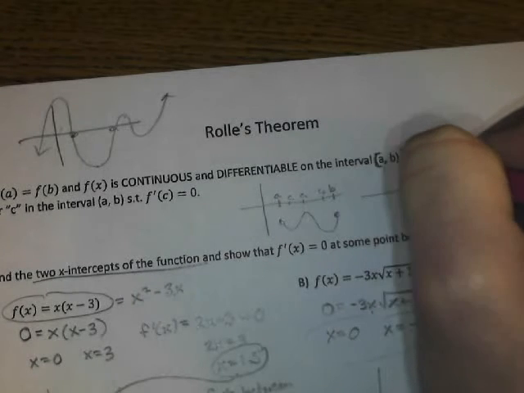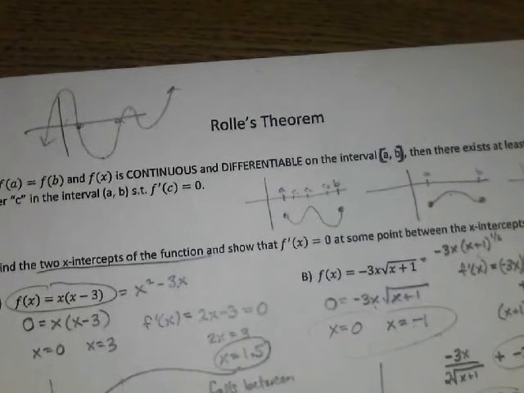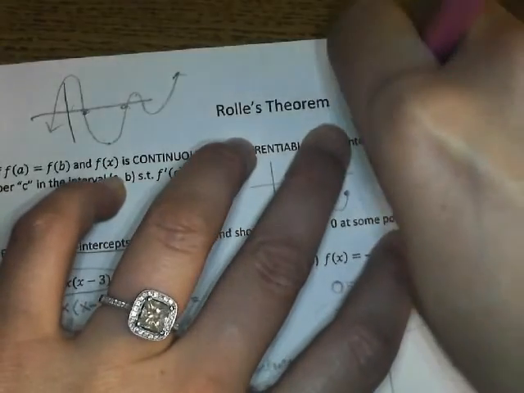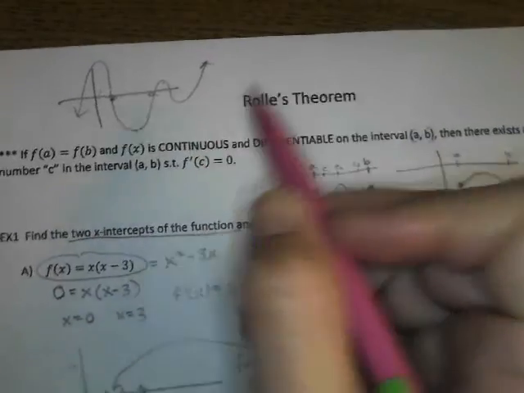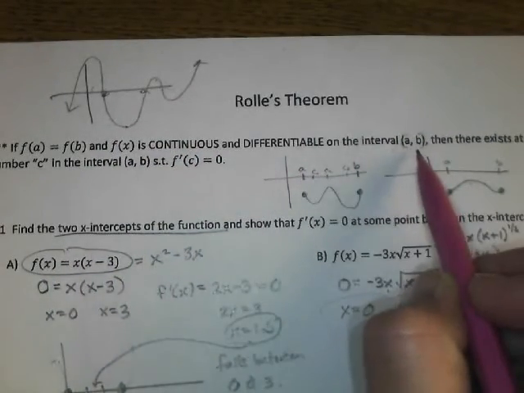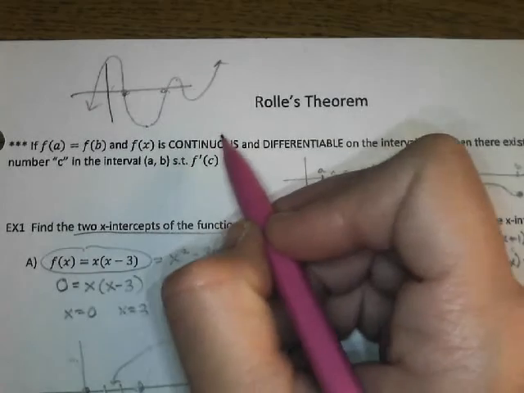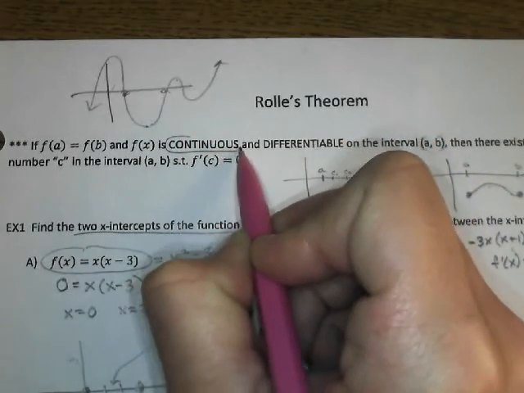No, it doesn't. I tried to condense this definition. Here's what it really says. Now this is not false, by the way. This is still true. Because what the real theorem says is that it has to be continuous on A to B and differentiable from A to B, open.